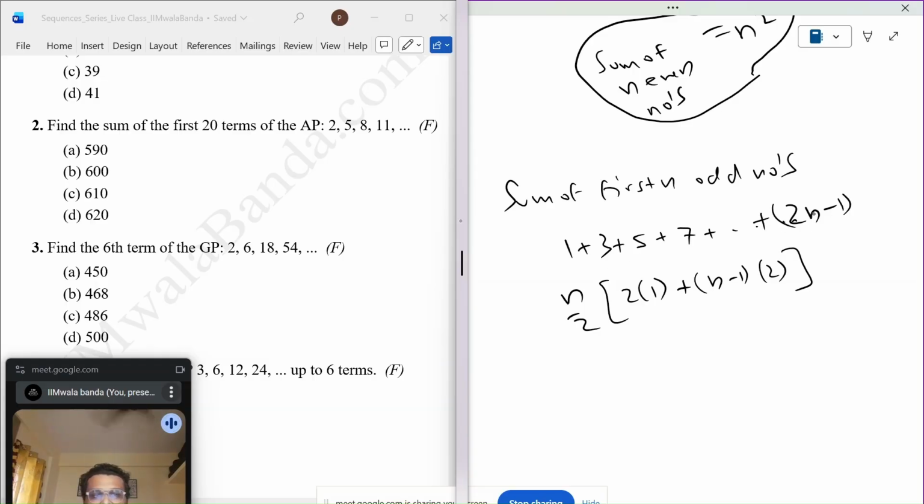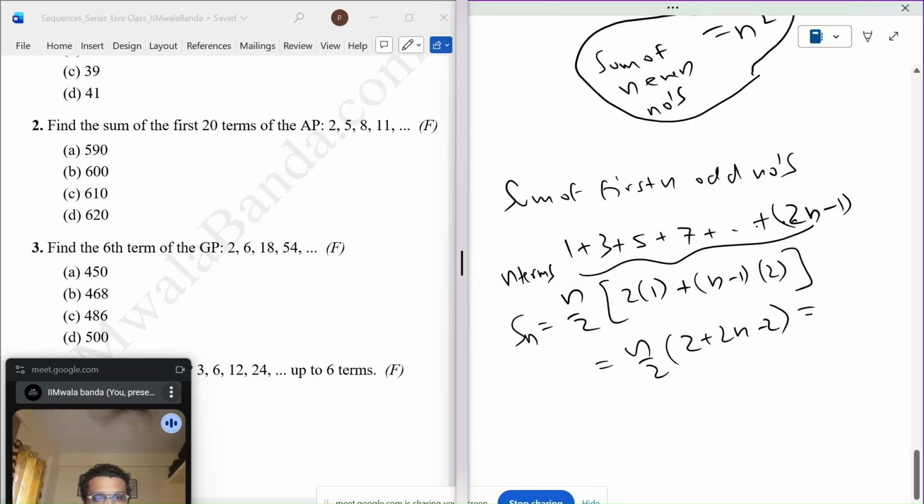Let's see. Put n as 2. So this becomes 4 minus 1, 3. Put n as 3. 6 minus 1, 5. So this is correct. So if I say n terms, the last term will look like this. Now, can I say n by 2, 2 plus 2n minus 2, or this is again n, and n will get cancelled, n square. So the sum of first n odd numbers.